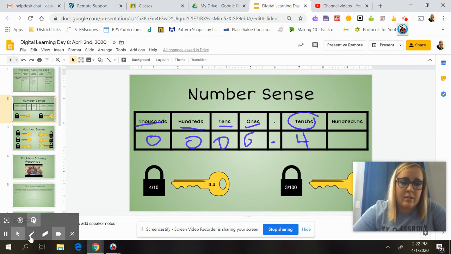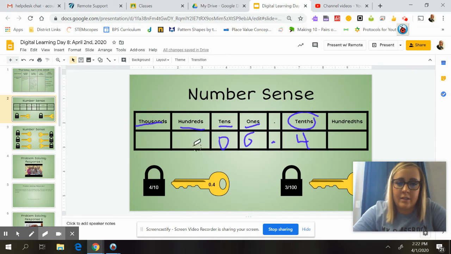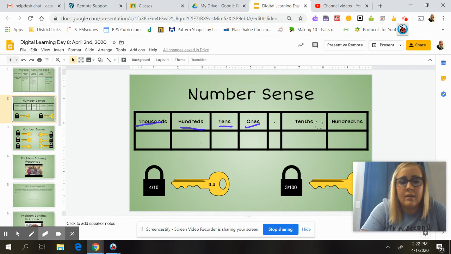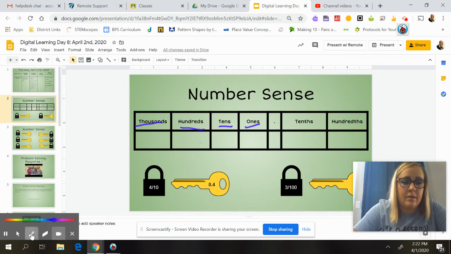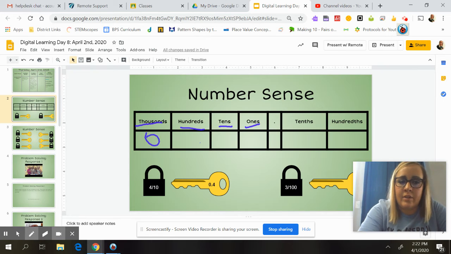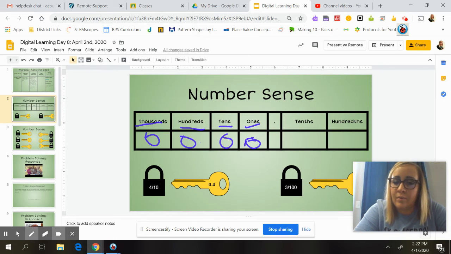Same thing goes for the hundredths. If I came back through and I erased some of my drawings here, and then really these would be 0, right? Because we just talked about how we would read this fraction as 3/100ths. So we would put our decimal here. We don't have any tenths, so I'm going to put a 0, but we do have 3/100ths. So I'm going to put a 3 in my hundredth spot.